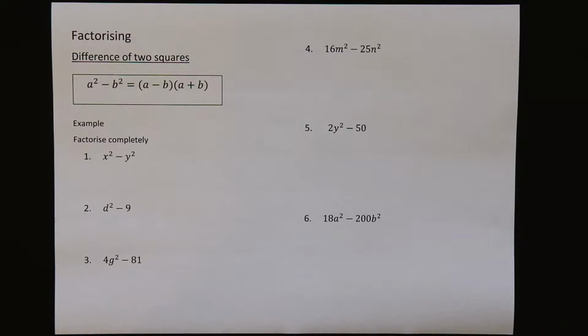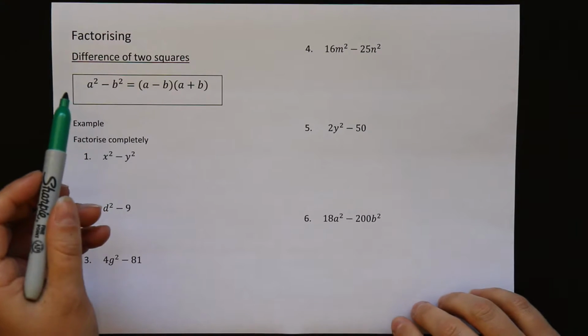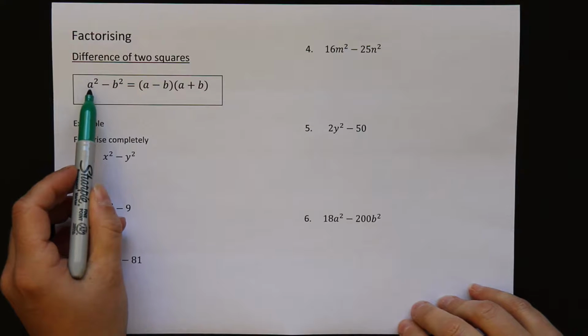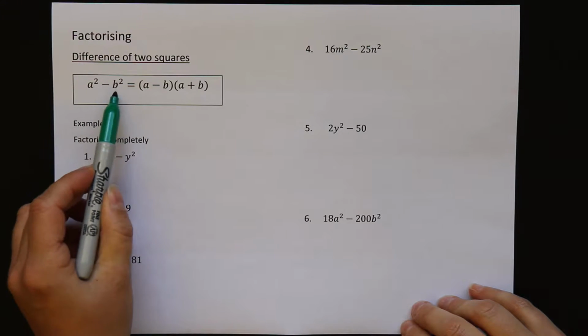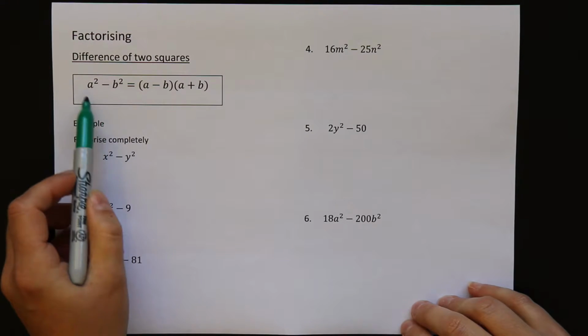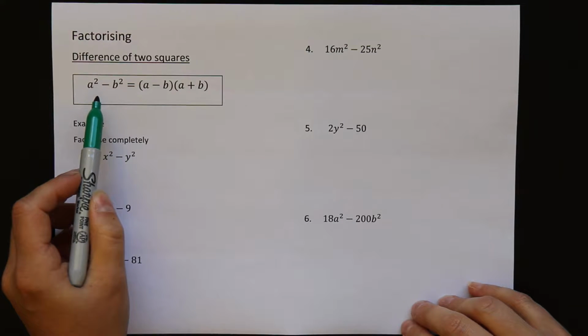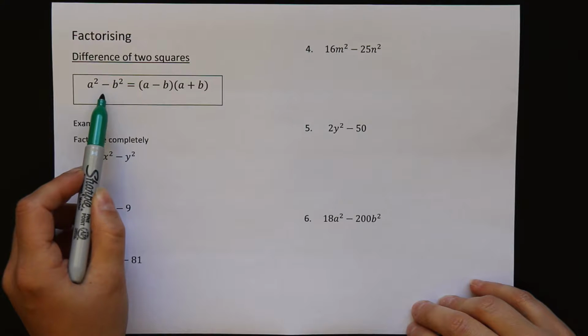Okay, so the difference of two squares. When you're factorising using the difference of two squares, you will find something squared minus another something squared. It's always in that type. You'll always see that type of thing and you'll know you need to factorise using difference of two squares.